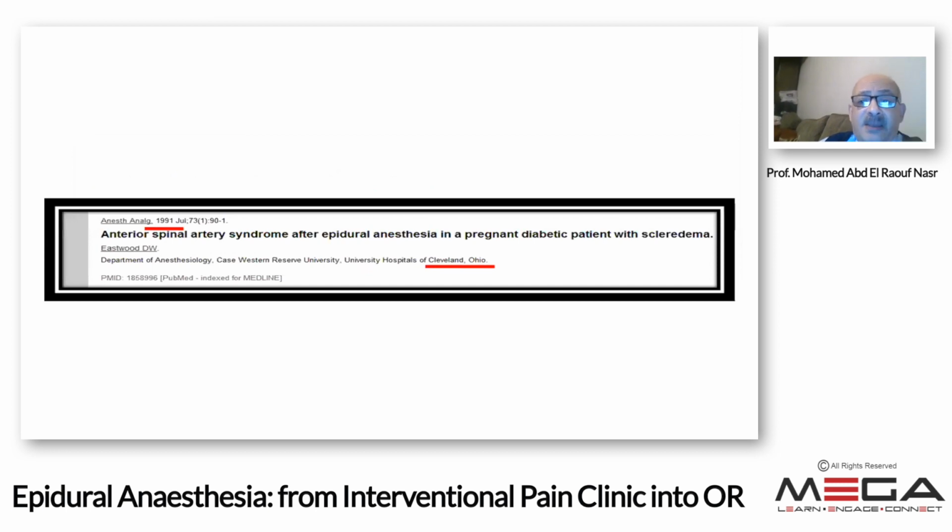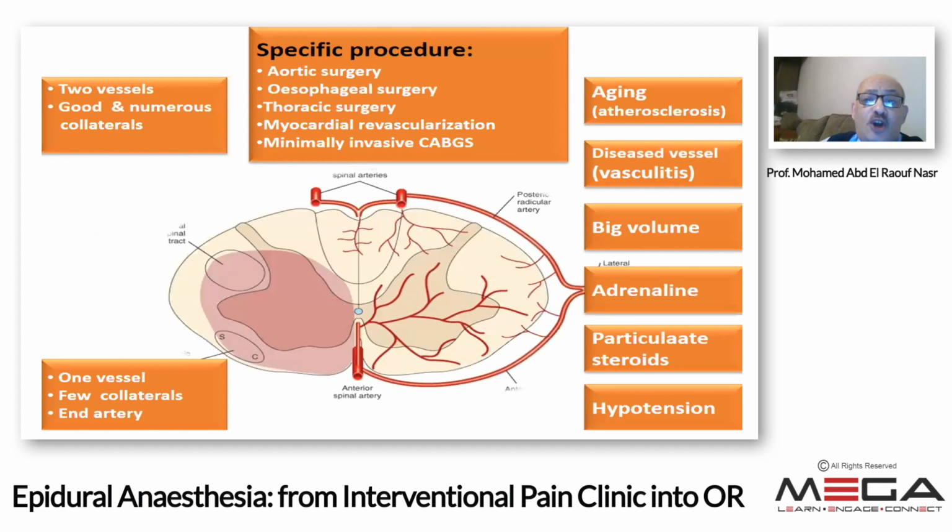Again, in a diabetic pregnant patient. And again, why is it very serious? Because you have paralysis of the anterior compartment, so the patient is paralyzed, but the posterior compartment is healthy, so he is suffering from pain. So you got, in the post-operative period, a paralyzed patient with pain.